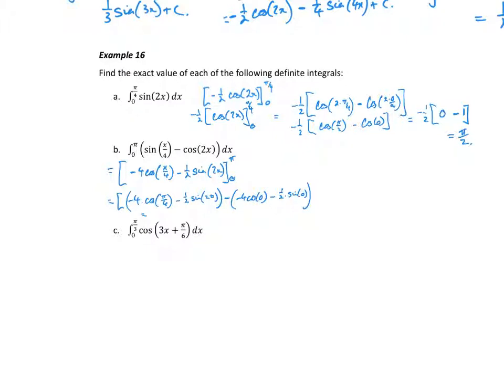Which is equal to, what's cos of pi on 4, root 2 on 2, negative 4 times root 2 on 2 minus sine of 2 pi is 0. Subtract, cos of 0 is 1, so that's a negative 4, minus sine of 0 is 0. So I'm going to get negative 4 times root 2 on 2, which is negative 2 root 2 minus 4, which is equal to 4 plus 2 root 2.